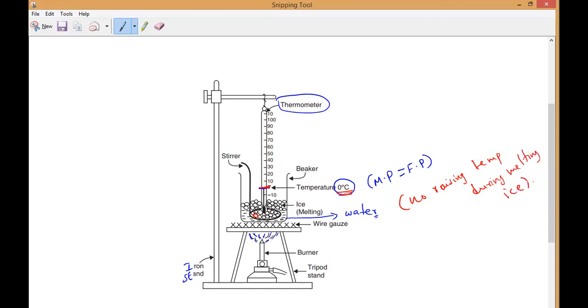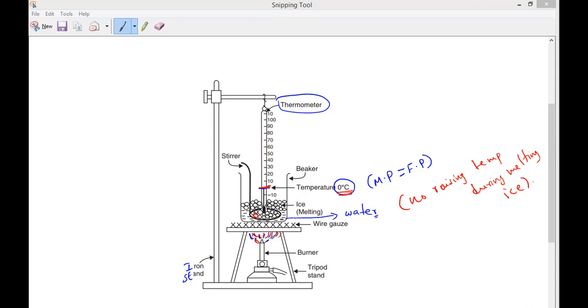So please all of you note it down. Why, guys? We are still providing heat energy, but that energy is useful for what? That energy is useful to break the force of attraction present between the particles of ice, and they will be moving away from each other. Yes or no?